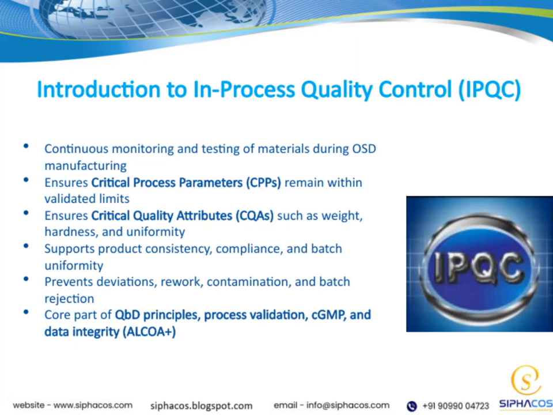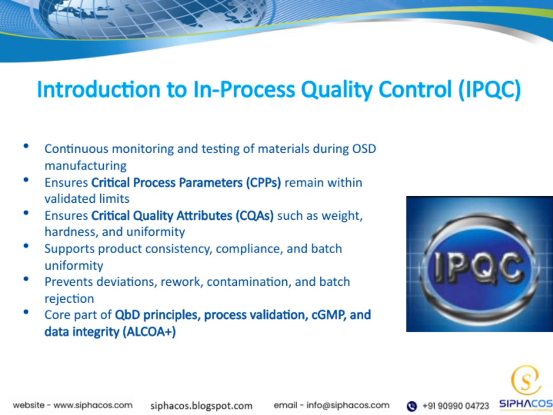Now, let's talk about the importance of continuous monitoring and testing of materials during the OSD manufacturing process. This is a critical step to ensure that our manufacturing process stays within the established limits for critical process parameters, or CPPs. Maintaining these parameters within validated ranges is essential for consistent product quality. Additionally, we need to keep a close eye on critical quality attributes, or CQAs, such as weight, hardness, and uniformity. These attributes directly impact the efficacy and safety of the final product.